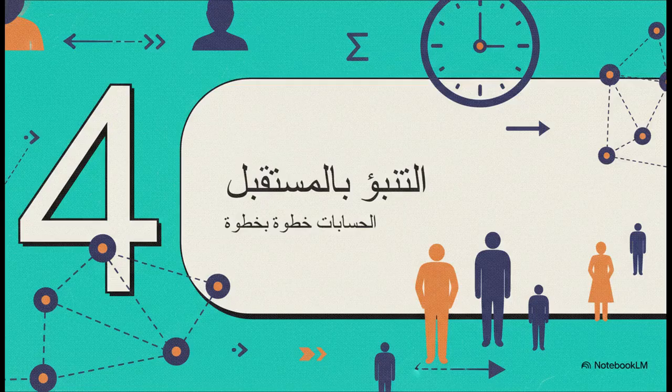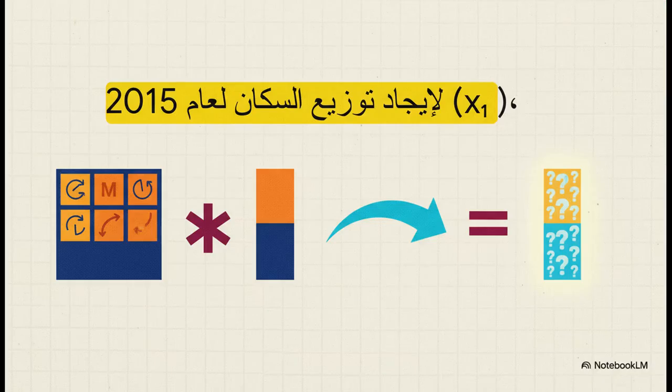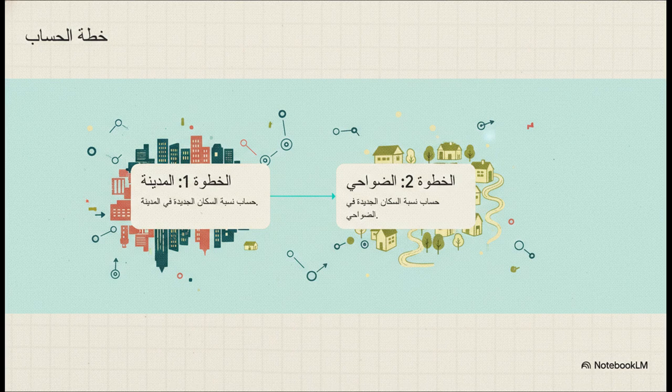All right, now for the exciting part. We're going to use these components to actually predict the future. We'll do the math together, step by step, to see what the population distribution will look like next year. So our goal is to find x1, the population distribution for 2015. And to do that, we just apply the formula we learned. We multiply our rulebook matrix M by our initial state vector x0. Let's break this multiplication down into two simple steps.